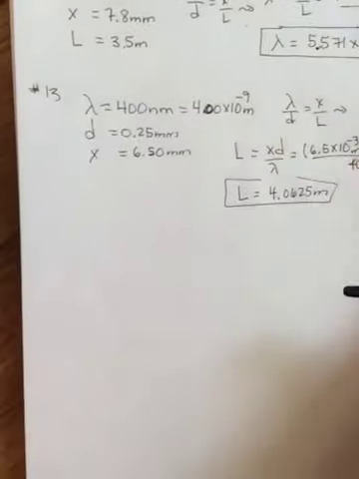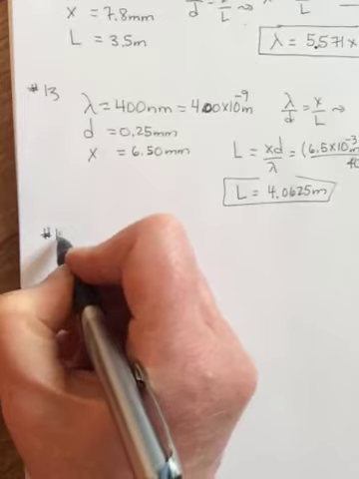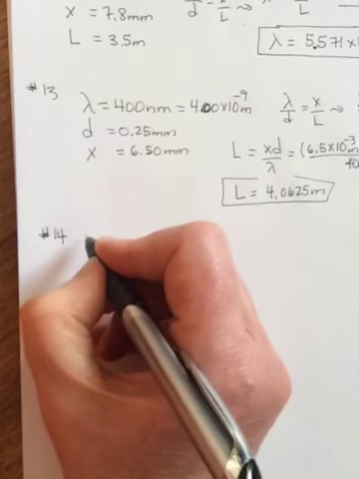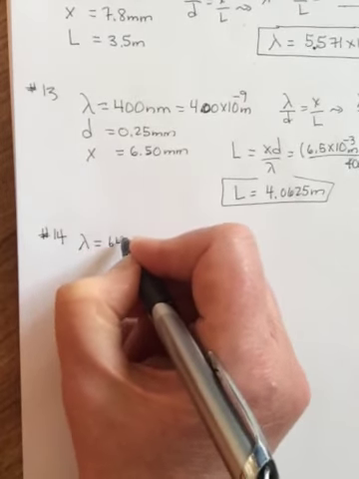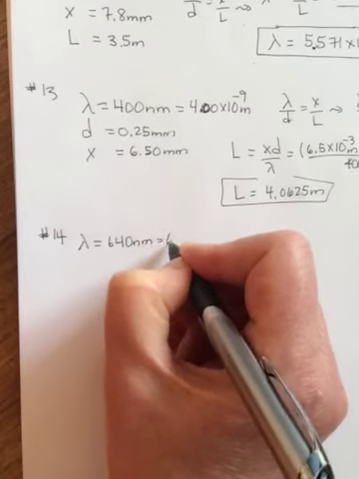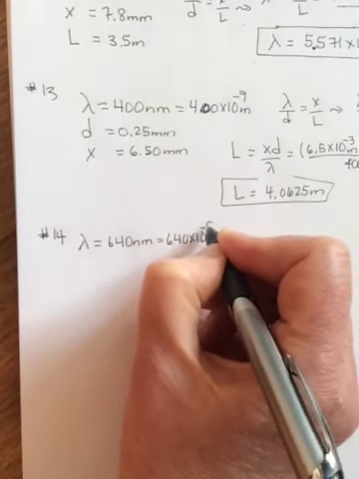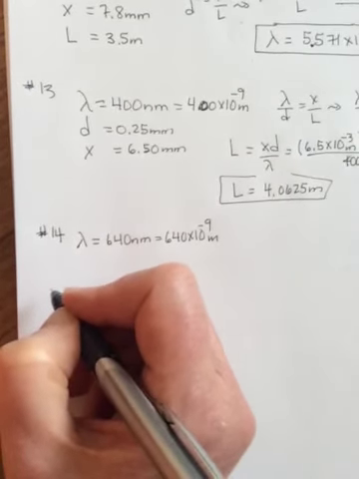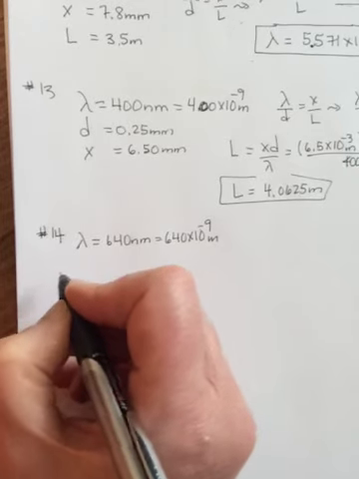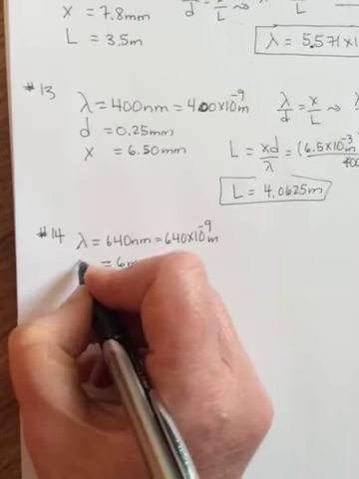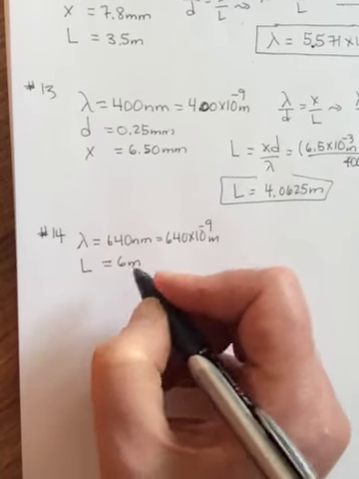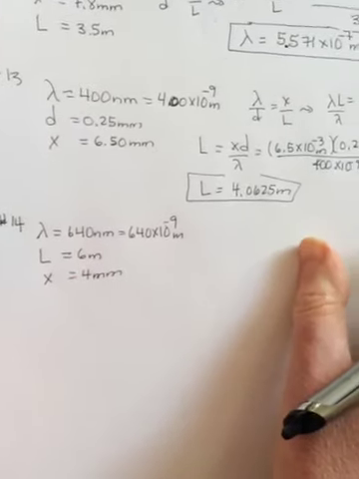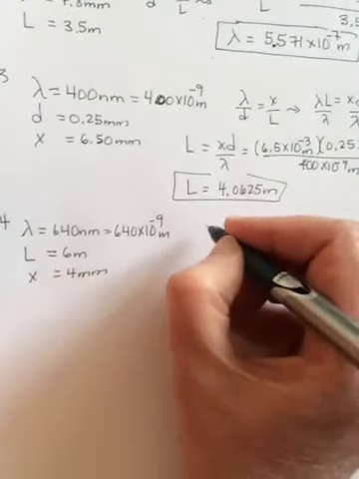Okay? Number 14 says, when light of wavelength 640 nanometers, so lambda equals 640 nanometers, or 640 times 10 to the negative 9 meters again, falls on a double slit, the interference pattern is formed on a screen which is 6 meters away. Distance the screen is from the slit is L. The fringes are 4 millimeters apart. The distance between the bright spots, X. And this time it wants to know the separation of the slits.